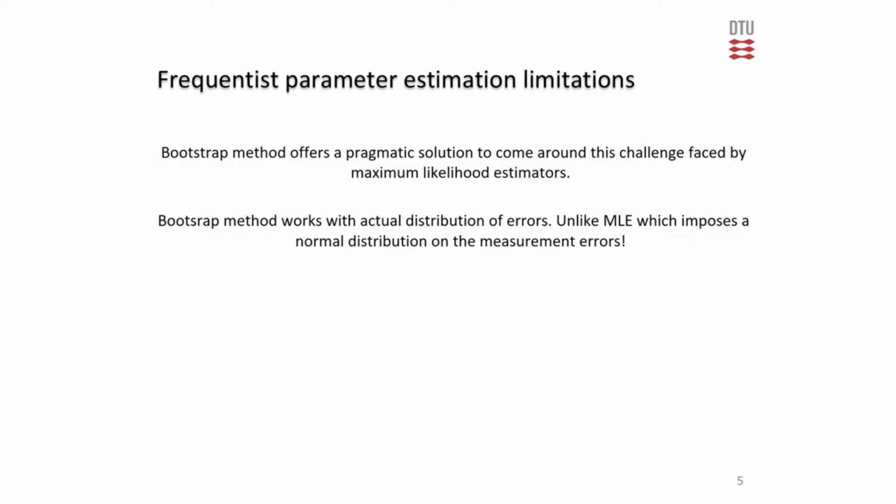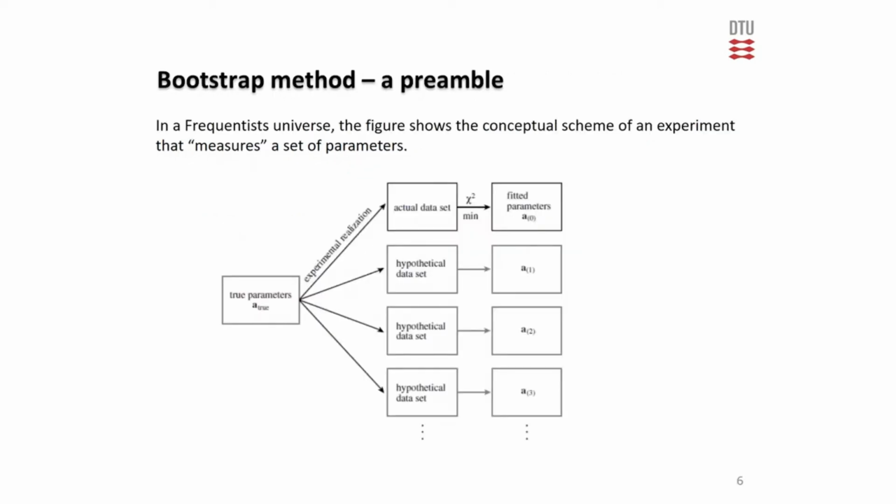To deal with the strict assumption that errors follow a normal distribution, the Bootstrap method is used. The Bootstrap method works with the actual distribution of errors. Let us therefore review what an experiment means in a frequentist worldview.